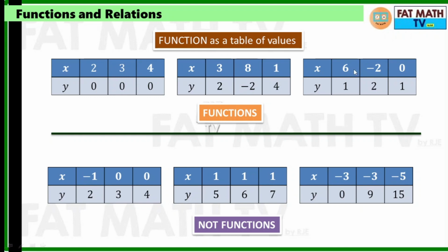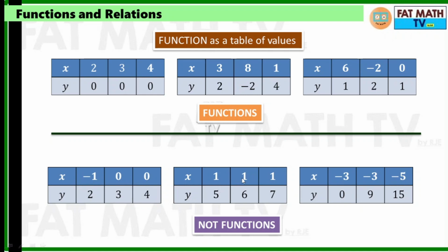Same with the second and the third. Each element in the first set, the domain, is paired to only one y value. Unlike in the second part here, these are relations that are not functions because, as you can see, x equals 0 is being paired to 3. At the same time, it's also being paired to 4. So this is not a function.